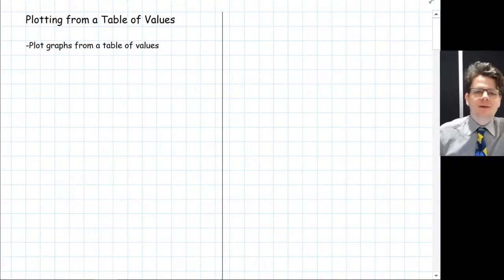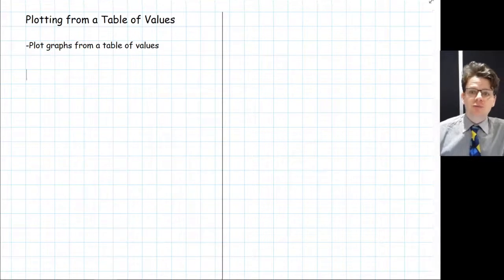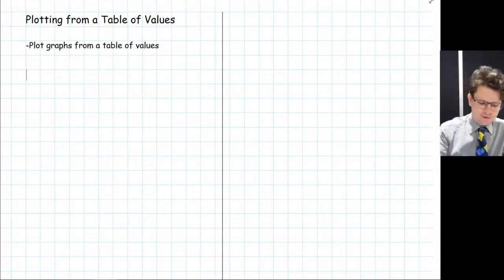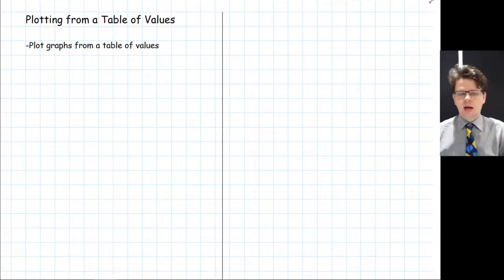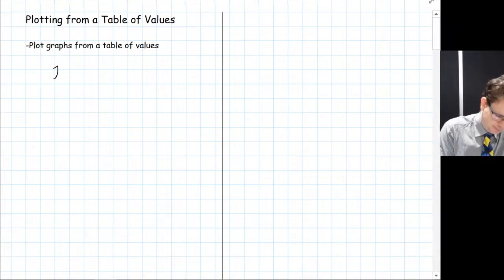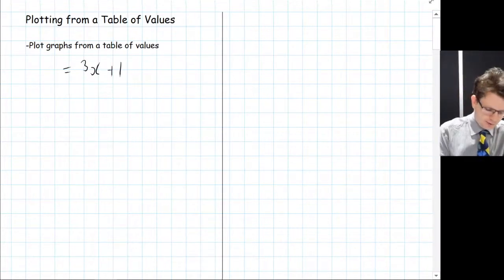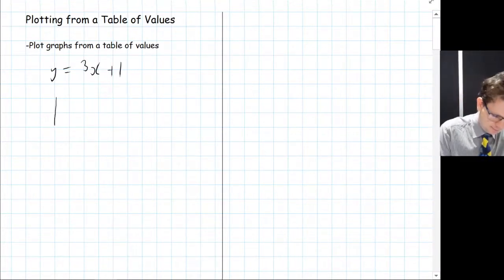Alrighty, good morning everyone. So today we're going to be having a look at plotting a graph from a table of values. So last lesson we were given a table and we were given an equation and we were asked, okay, from the equation, generate a table of values, okay? So that's what we were doing last lesson.